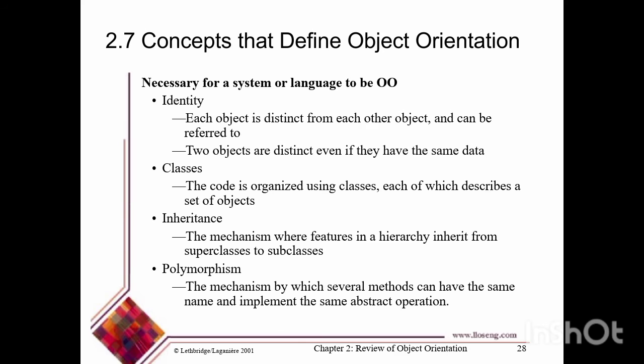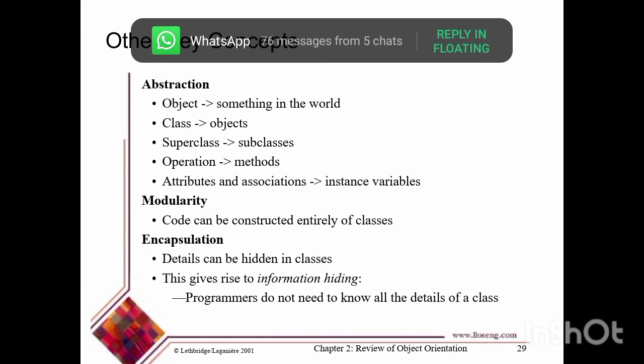Inheritance is a mechanism where features in a hierarchy inherit from superclass to subclasses. Polymorphism is a mechanism by which several methods can have the same name and implement the same abstract operation. So they have the same name. And next, other key concepts.